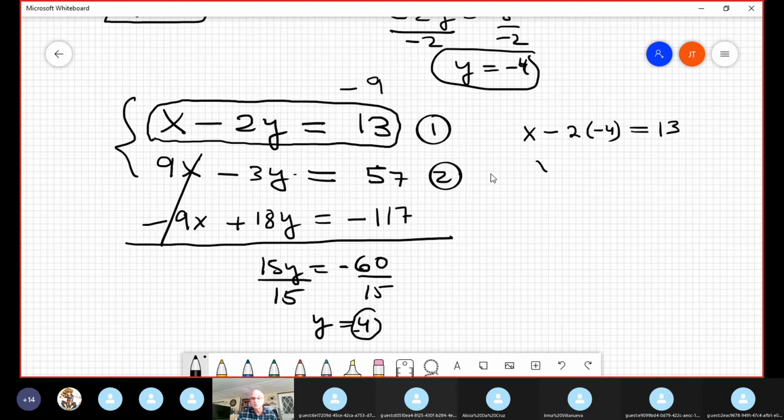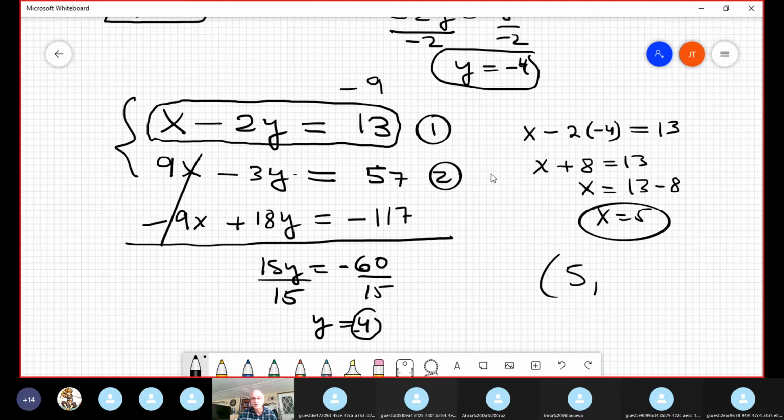Double minus become positive. So for x, 13 minus 8, five, and the answer stays the same. They only pair 5, negative 4. Which way do you prefer? The first or the second?